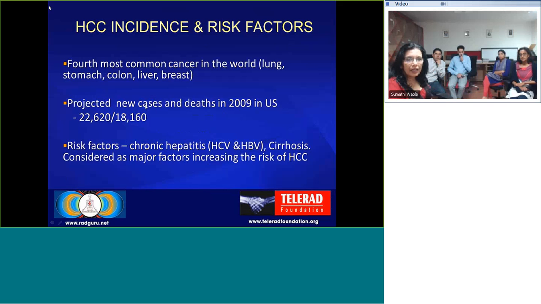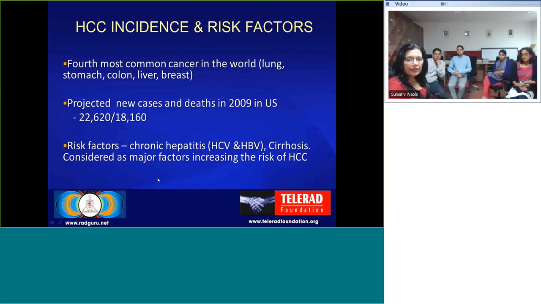So just to review, liver cancer is not that uncommon. It's the fourth most common cancer in the world, and it is increasing every decade because although HCV infection has stabilized in the Western countries, HCC development has a lead time of 10 to 20 years, and so the number of cases of HCC incidence is increasing over time.